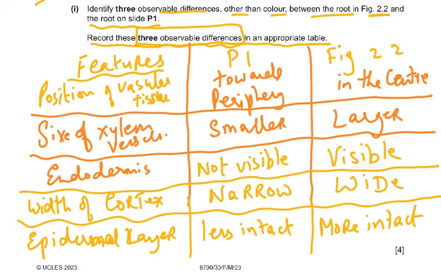So features: position of vascular bundle, towards the periphery, in the center; size of xylem vessel, smaller, larger; endodermis, not visible, visible; width of cortex, narrow, wide; epidermal layer, less intact, more intact. So this gives you a way how we are going to compare. You can talk about the edges, you can talk about the center, you can talk about different widths of the tissues, you can talk about whether something is visible or not visible. So you've got to see more slides of stems and roots so that you can do a comparative analysis of them.